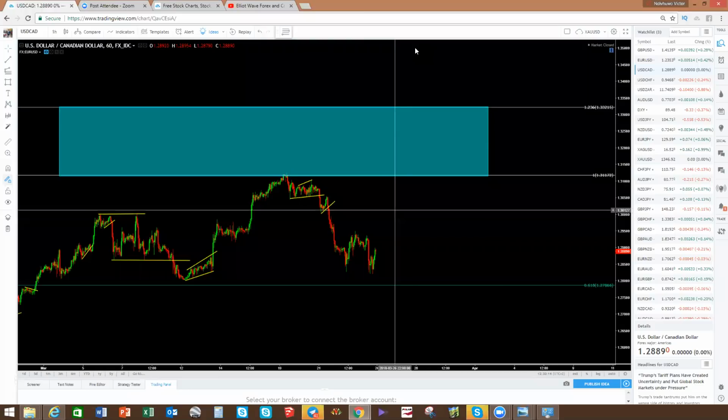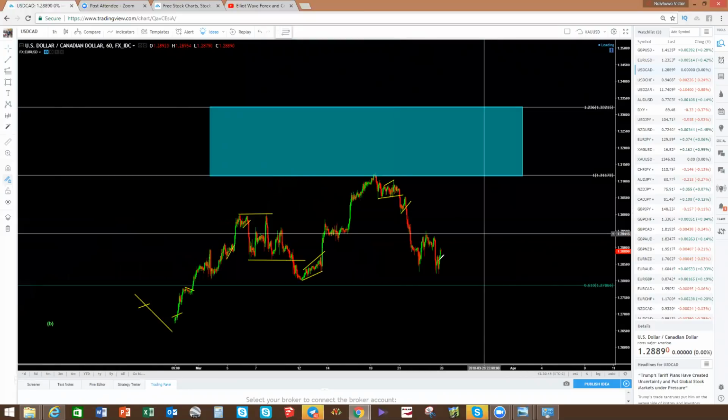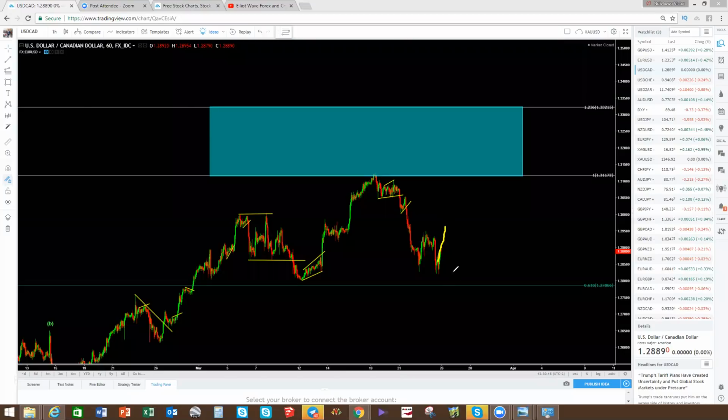So look out for continuation patterns. Something like a regular flat here comes back and retests, and then we start going down. That's what we're going to be looking at.